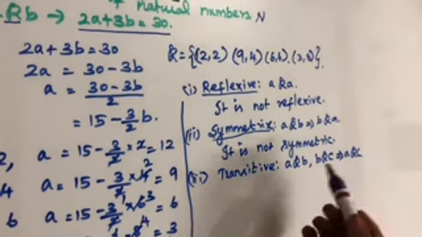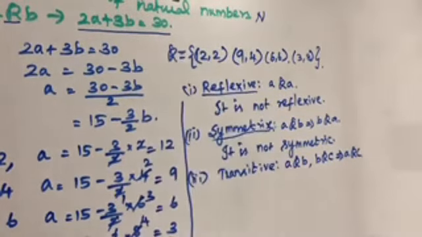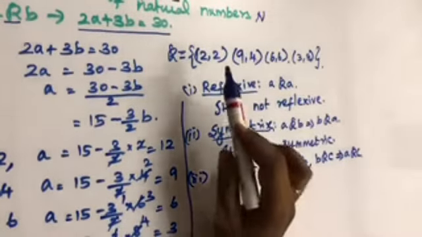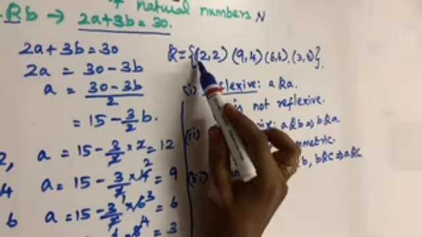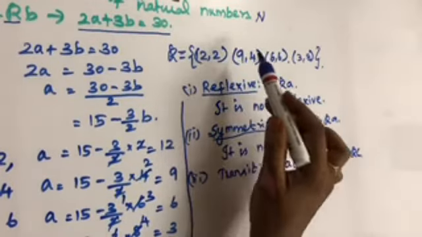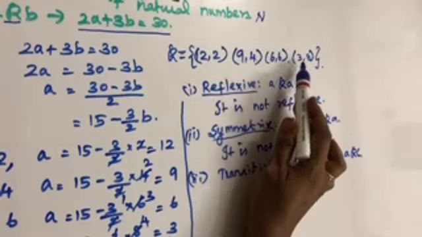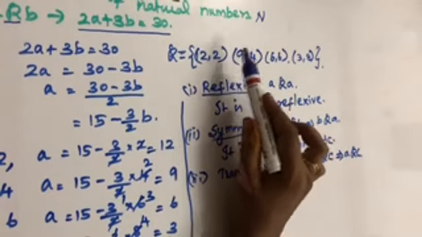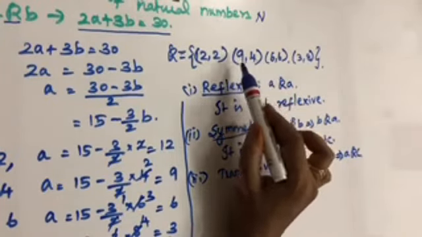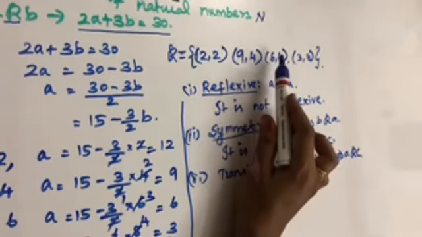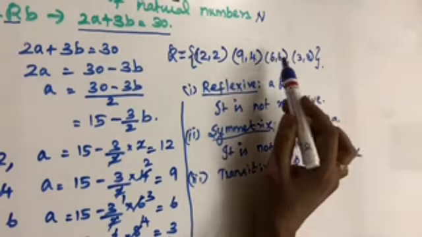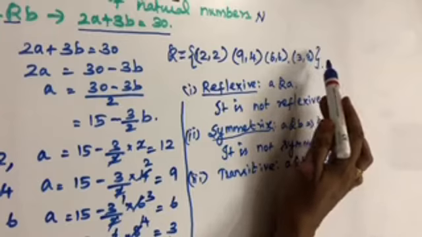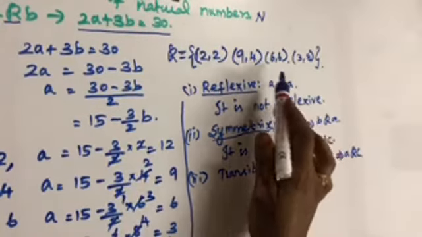Look at our relation. R is equal to {(12, 2), (9, 4), (6, 6), (3, 8)}. The first ordered pair is (12, 2). Here we need 2, something, but no such pair is there. For this 2, I couldn't find any pair. Similarly, (9, 4) is there, but no element starts with 4. Similarly, (3, 8) is here, but there is no pair starting with 8.